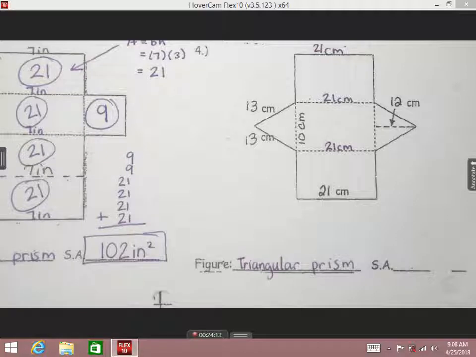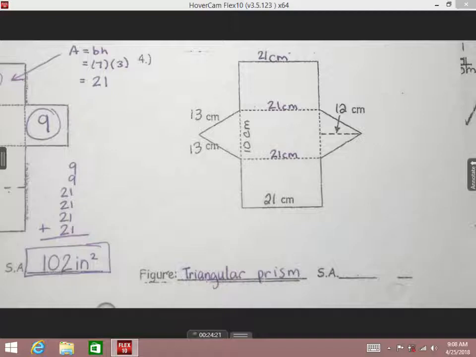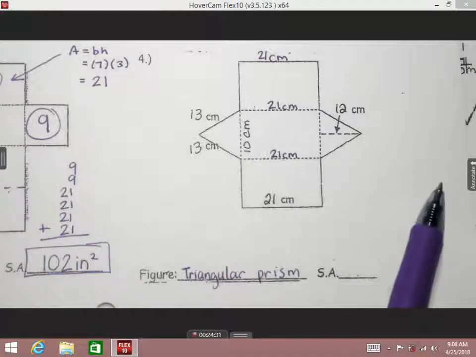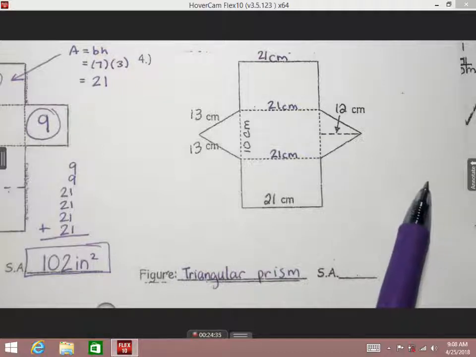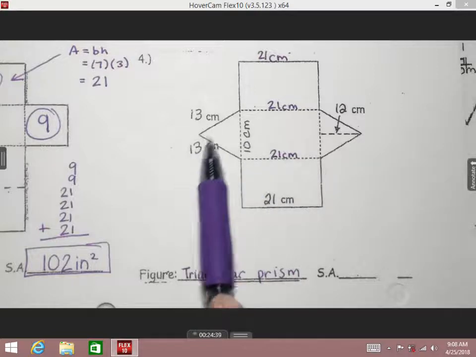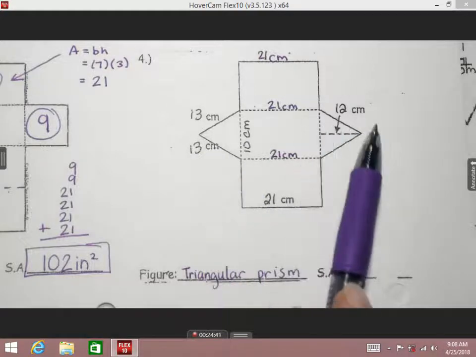All right, on a triangle, what is the formula to find the area of a triangle? A equals base times height. So let's think about that for a second. On the triangle, what is the base and the height of the triangle? 13 and 12. All right, so I can see where we got the 13 because 13 is clearly on the triangle. 12 is clearly on the triangle.